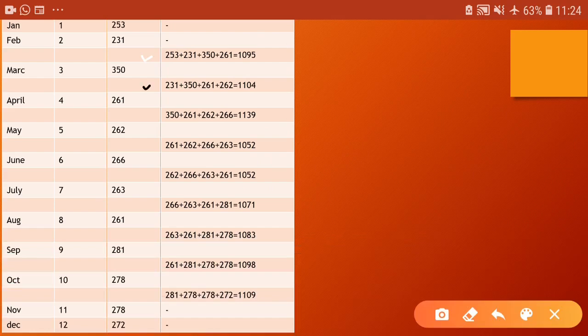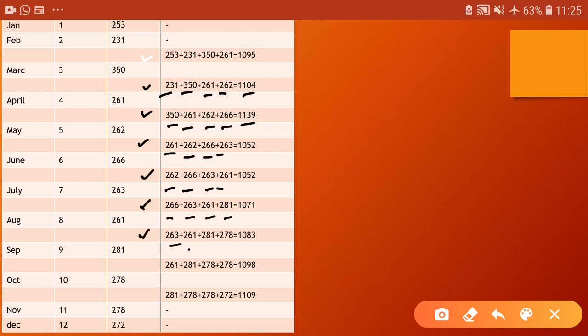Then this: 2 up, 231 and 350, 2 down, 261 and 262, so your total is 1104. Same way, between April and May, 2 up, 350, 261 and 2 down, 262 and 266. Between May and June, 2 up, 261, 262 and 2 down, 266 and 263. Between June and July, 262, 266, 263 and 261. Between July and August, 266, 263, 261 and 281. Between August and September, 2 up, 263, 261, 2 down, 281 and 278. Between September and October, 261, 281 and 2 down, 278, 278. Then between October and November, 281, 278 and 278, 272.